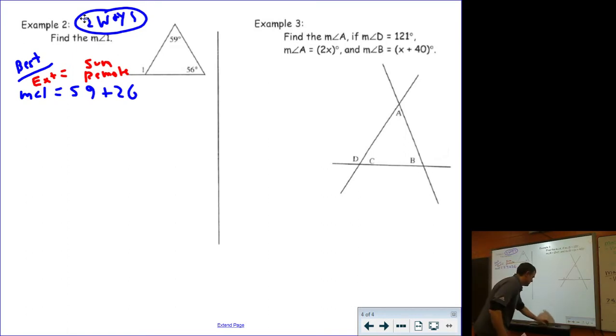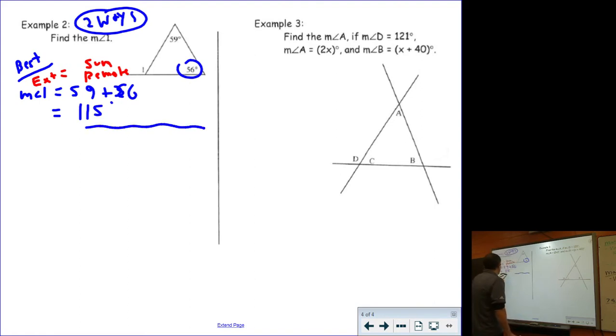So the measure of angle 1 would equal 59 plus 56. 59 plus 56 is 115 degrees. That would be the best way to do it. But you could do it by the way we talked about yesterday. You could use the sum of the interior angles equals 180 degrees and figure it out that way.